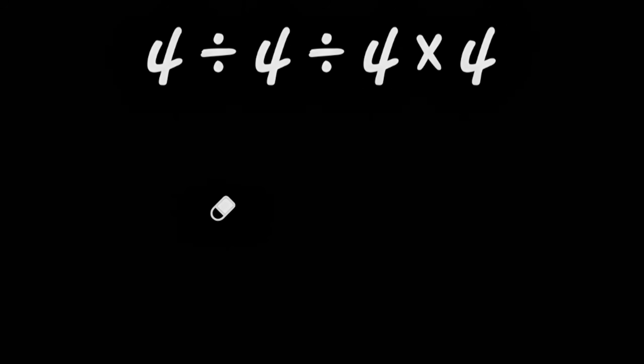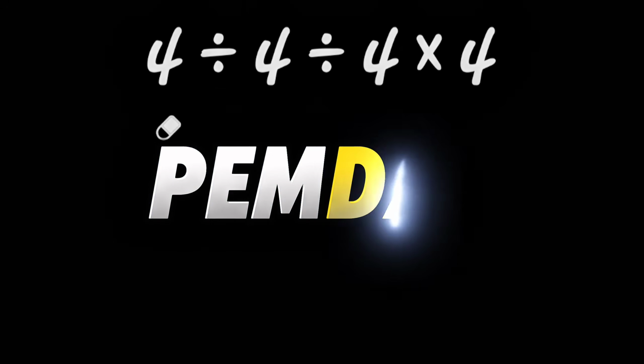Today, we've got an interesting problem to solve: 4 ÷ 4 × 4. At first glance, it might look confusing because of all the divisions and multiplications. But don't worry, we'll solve it step by step using the order of operations, also known as PEMDAS.